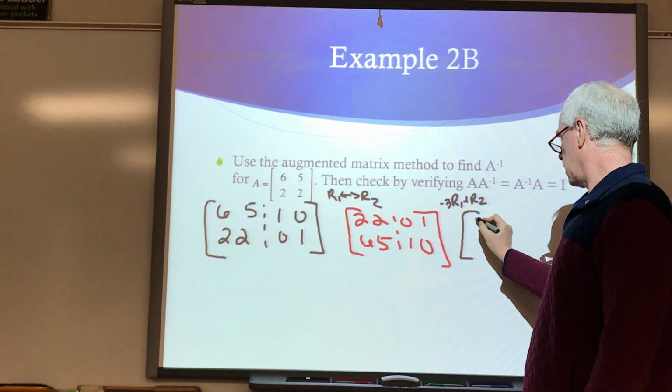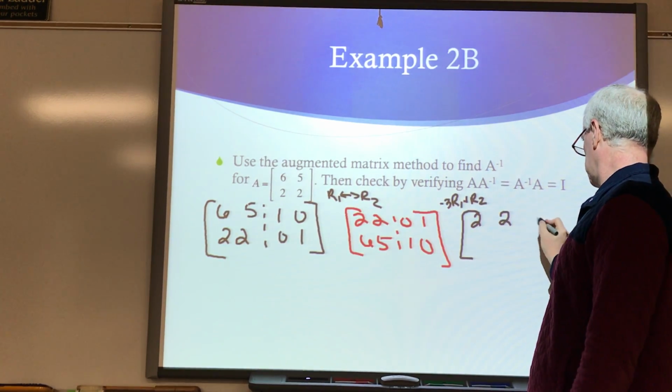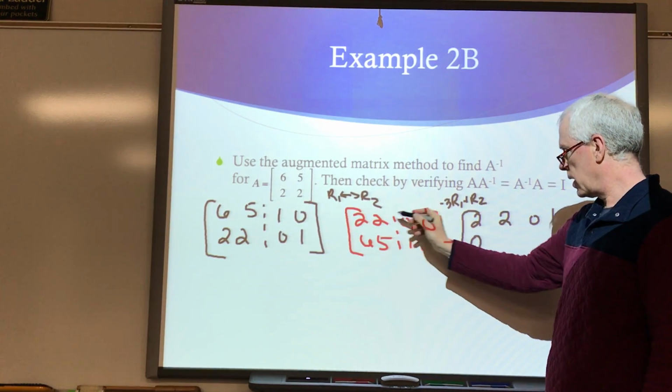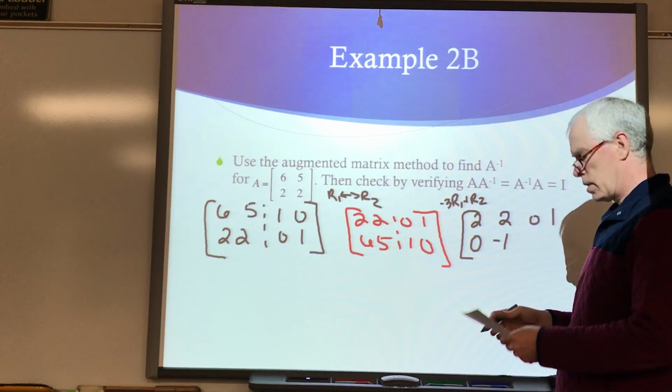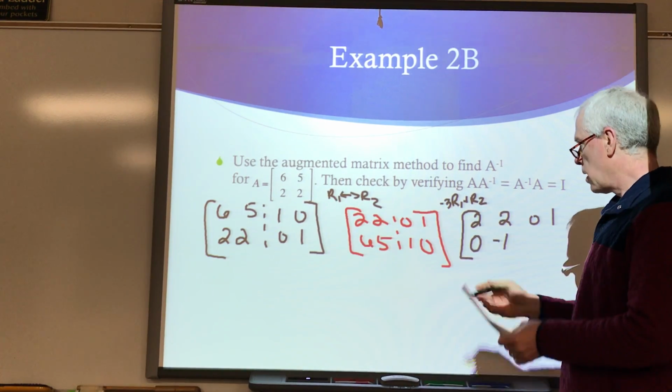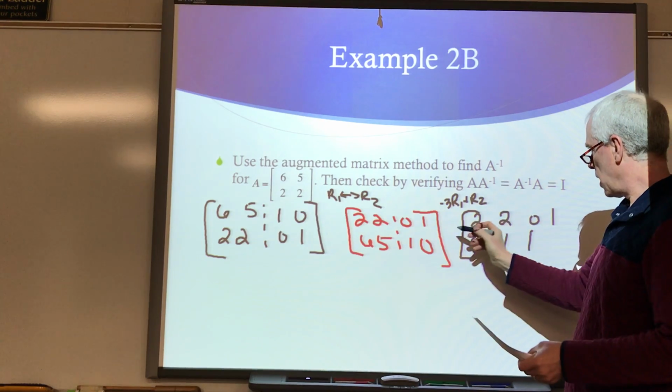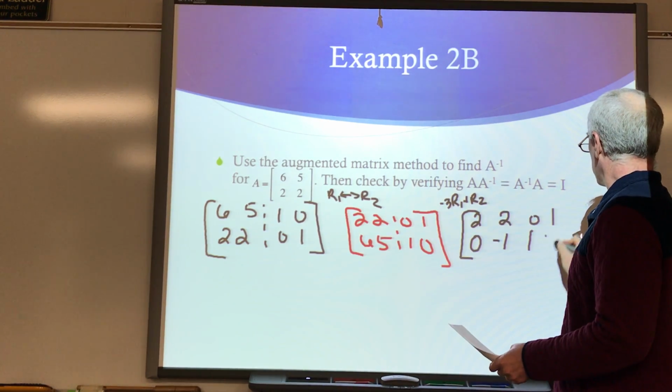Okay? So I'm going to leave row 1 alone. -6 plus 6 is 0. -6 plus 5 is -1. Okay? 0 plus 1 is 1. And -3 plus 0 is -3.